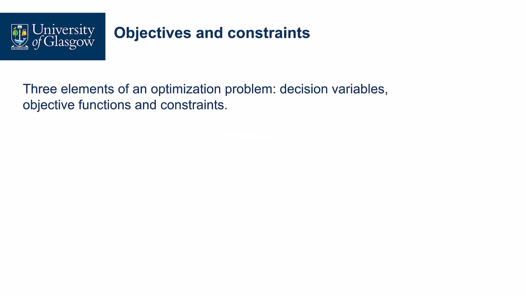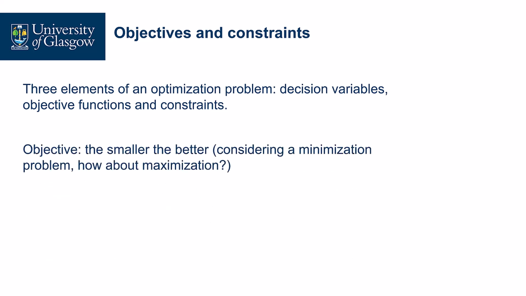Okay, so now for the optimization problem, besides the decision variables and the objective functions, we added a new thing, constraints, right? So what are the differences between objectives and constraints? For an objective, we say the smaller the better if we consider a minimization problem. And for maximization, the larger the better, right? But for a constraint, this is different. We only consider feasible or infeasible.